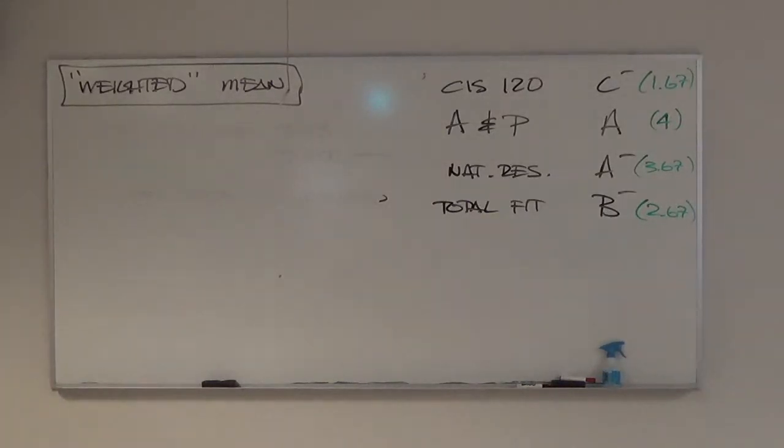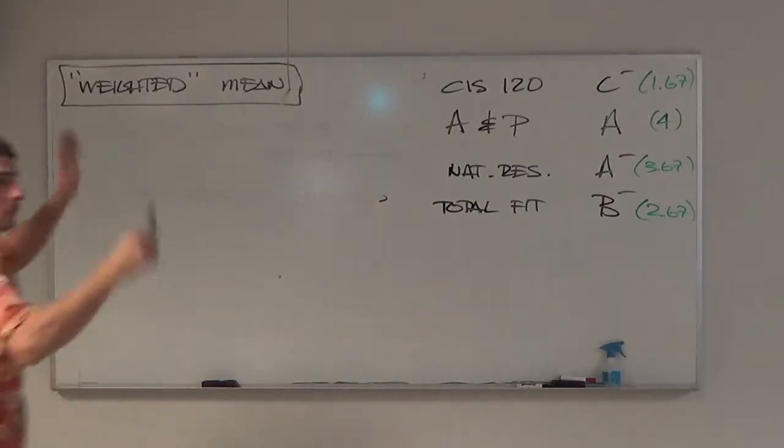Add them, divide by 4. Love it. Unfortunately, we can't do that. Why can't we do that? Because the total fit is only 1 credit, and the CIS 120 or A&P is 4 credits.